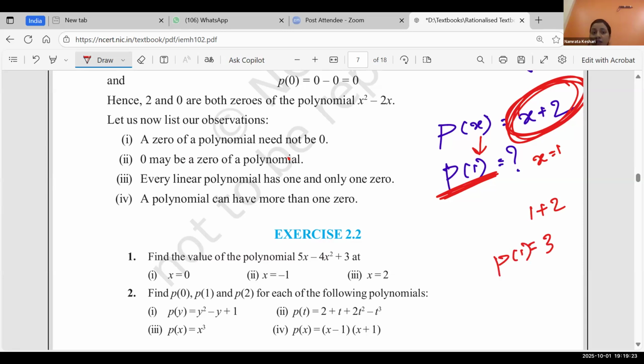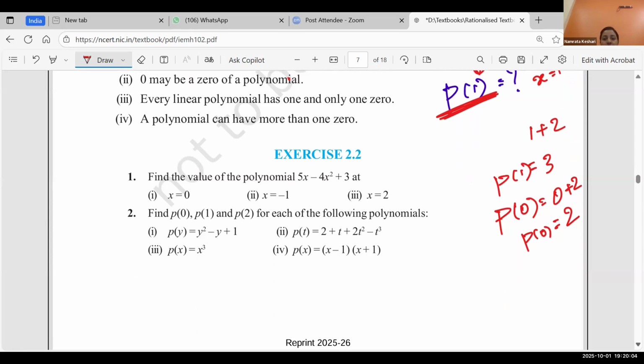Let me decode this language. This is mathematical language, and it is saying that when you took x as 1 in the polynomial p, it became 3. I can also write p(0). Find it. That means find p by taking x as 0. You will do it like this: 0 plus 2 is equal to 2. Hence p(0), the value is 2. It's that simple.